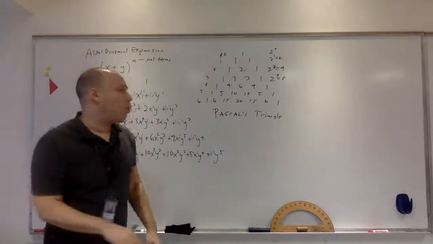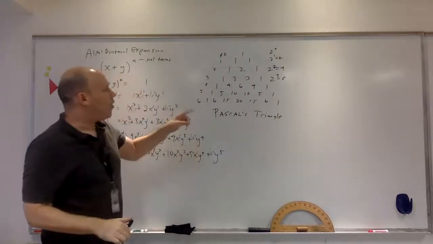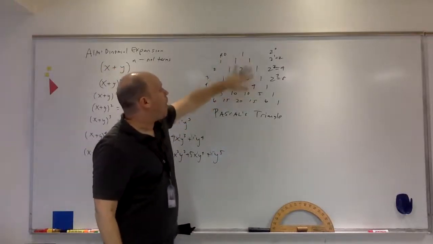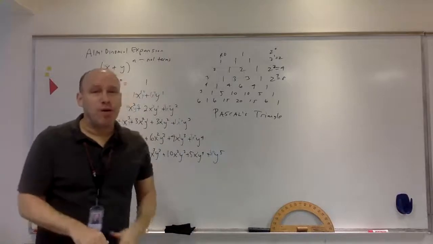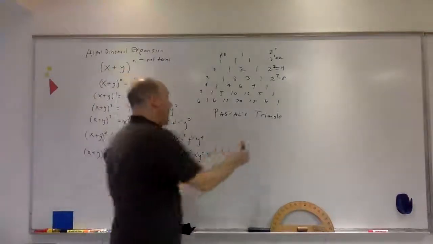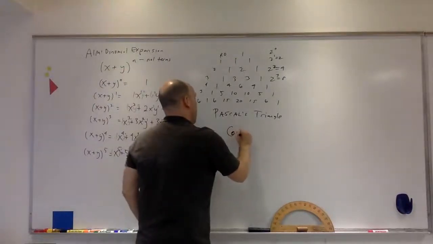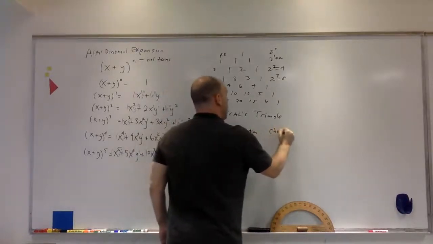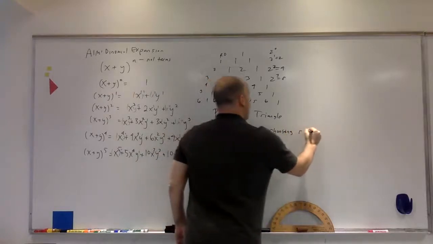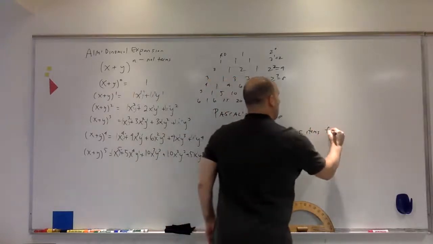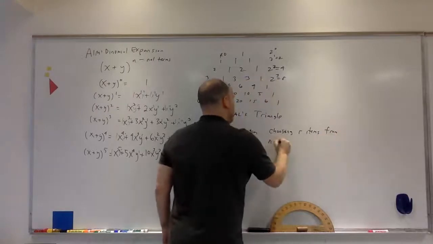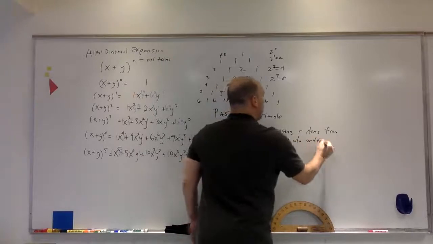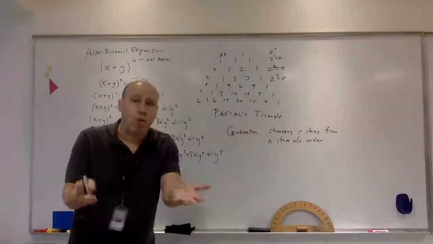You're not responsible for that for the course. But what are you responsible for? What do you need to know? Well, it turns out that these actually correspond to those combinations that we spoke about in the beginning of the year. If you recall, a combination is choosing R items from N items without order.